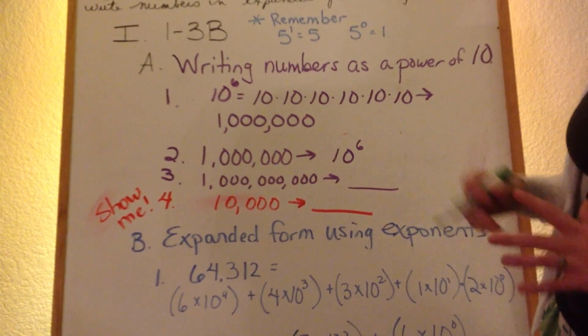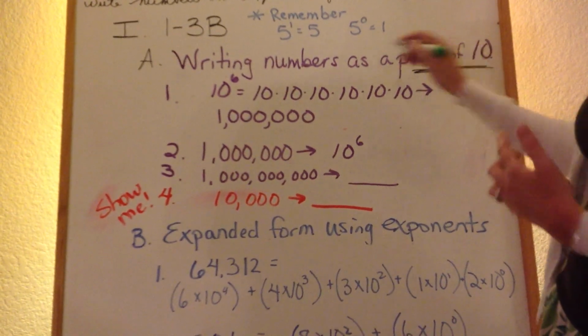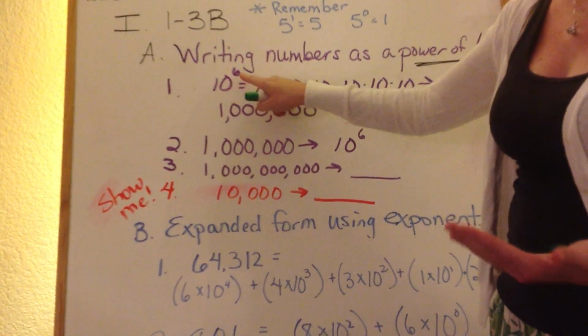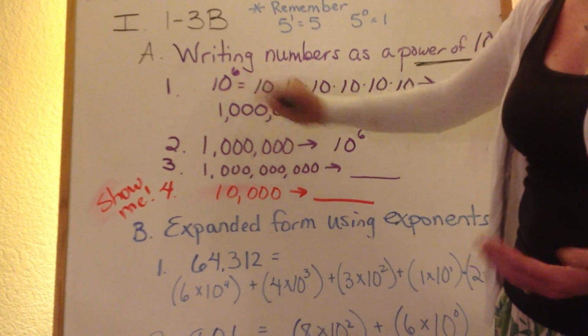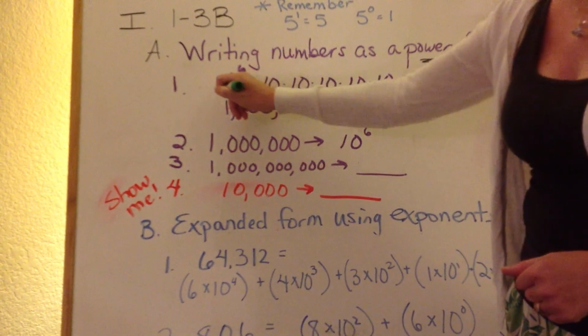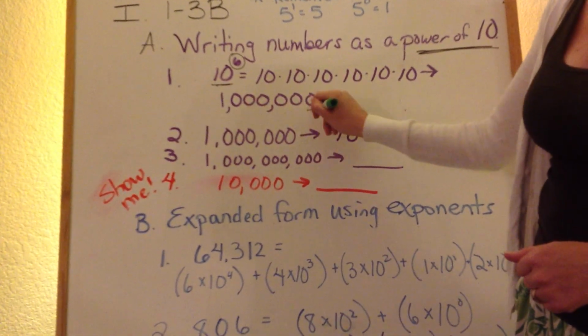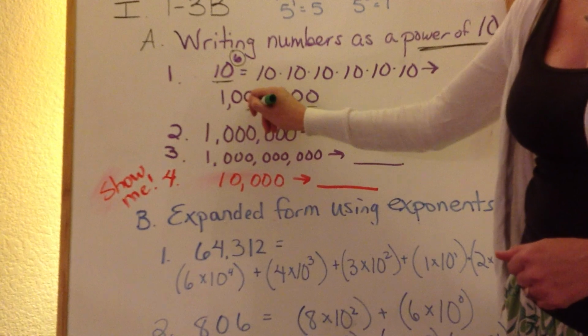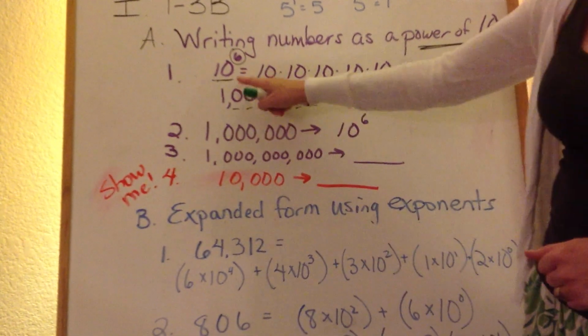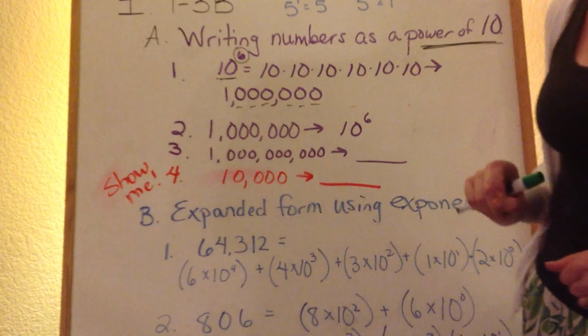It's a lot of multiplication, but there's a trick when you're using powers of 10. If you have a number 10 to any exponent, this exponent tells you how many zeros are going to be in your answer. This says that my number is going to have 6 zeros. Let's count. Here's my number with 1, 2, 3, 4, 5, 6 zeros. 10 to the 6th power is 1 million, or a number with 6 zeros.